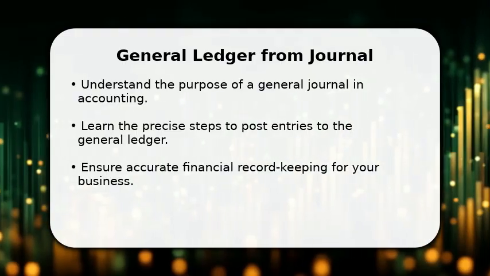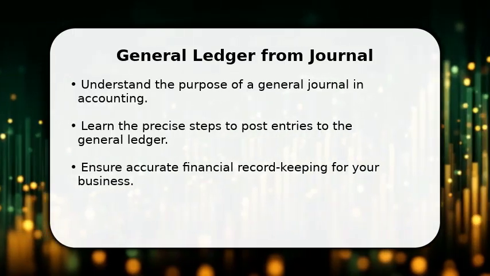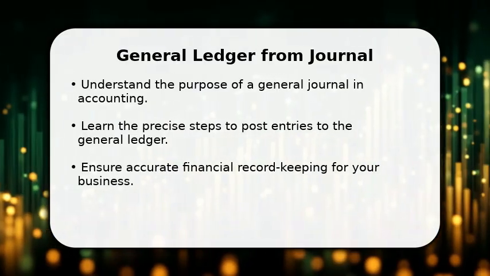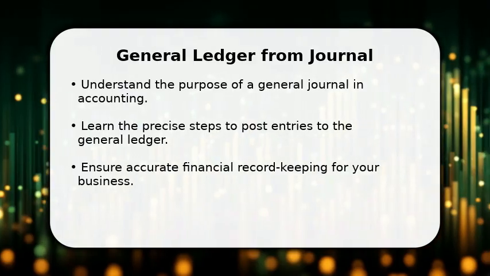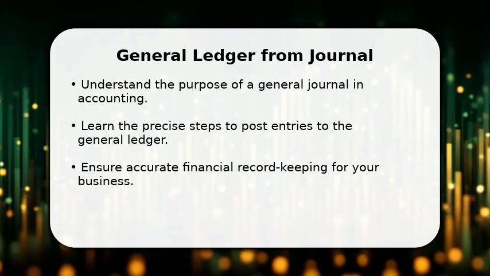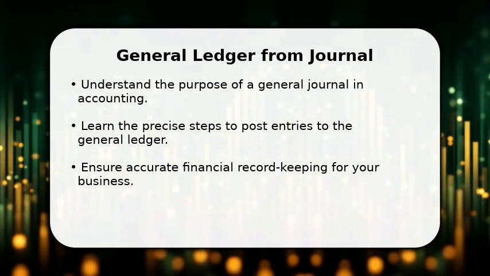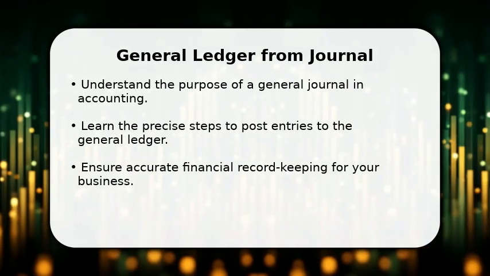In this video, I will explain how to make a general ledger from a general journal. First, you'll need to grasp the fundamental role of the general journal as the initial record of all financial transactions. Then, we'll walk through the systematic process of transferring these entries to the general ledger, ensuring every debit and credit finds its correct home. This foundational skill is crucial for maintaining precise financial records.